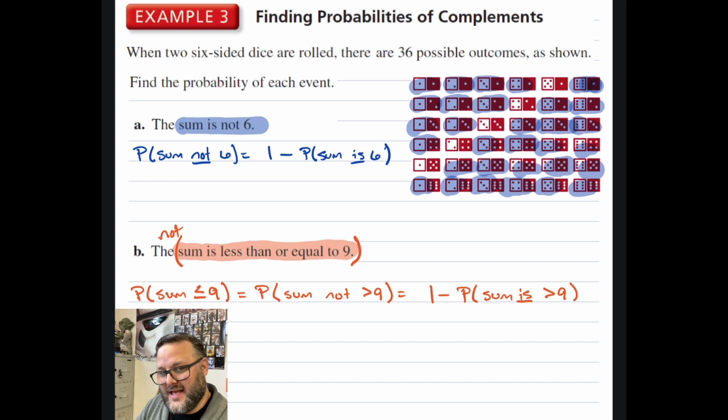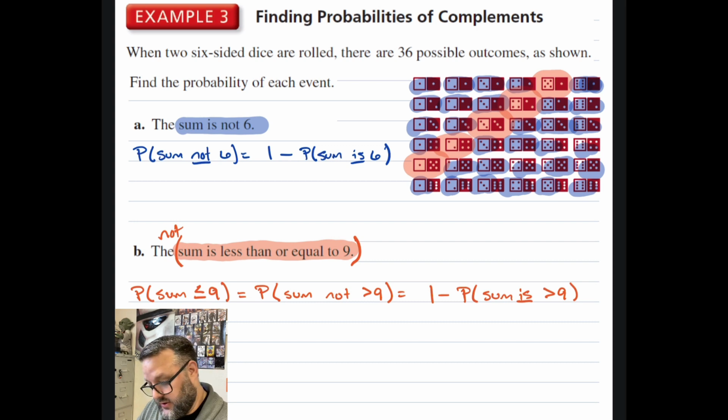Now, instead of finding not 6, I could find the probability that it is 6 and take that away from 1. Because if I find the probability that the sum is 6, everything else outside of that is the sum that it's not 6. It's like a Venn diagram: this is where it doesn't overlap, just what's in its own circle. So finding the sum of what is not 6 is the same thing as 1 minus the probability the sum is 6.